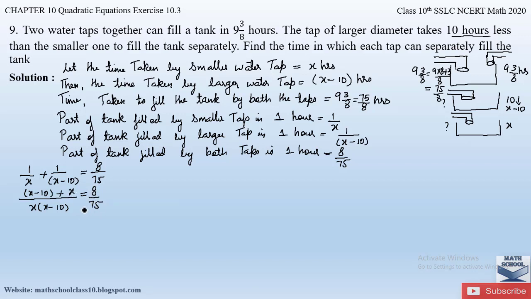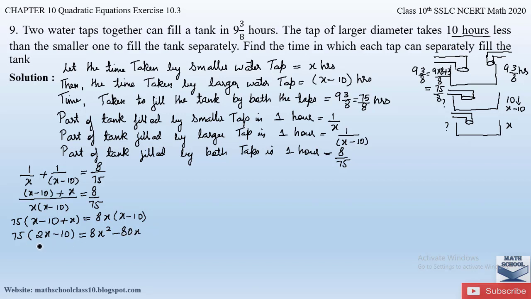Now let us cross multiply these terms. So 75 into x minus 10 plus x, if you open the brackets, is equal to 8x into x minus 10. So now let us simplify the equation, left hand side and right hand side. So this will be 75 into x plus x will be 2x minus 10. On the right, 8x into x will be 8x square. Now here minus sign is there and here plus sign, so plus into minus will be minus 8 into 10 is 80x.